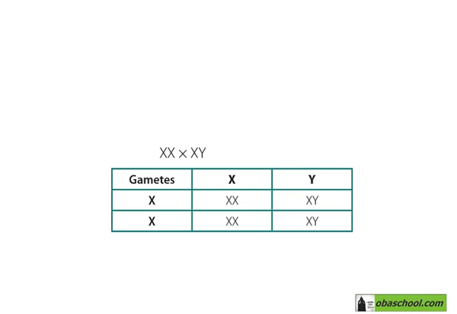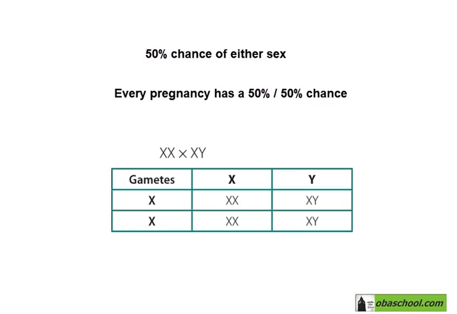Now the second gamete of the mother is also an X. If we cross this X with the X from the father, we get a female, and if we cross this X with the Y from the father, we get a male. So we see that half the time we are getting XX, and the other half we are getting XY. So every pregnancy has a 50-50 chance of producing a male and a 50-50 chance of producing a female.